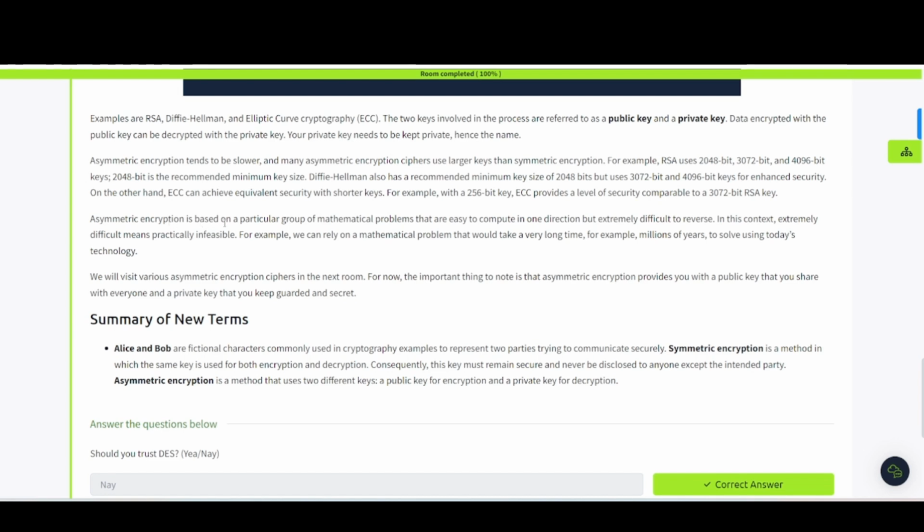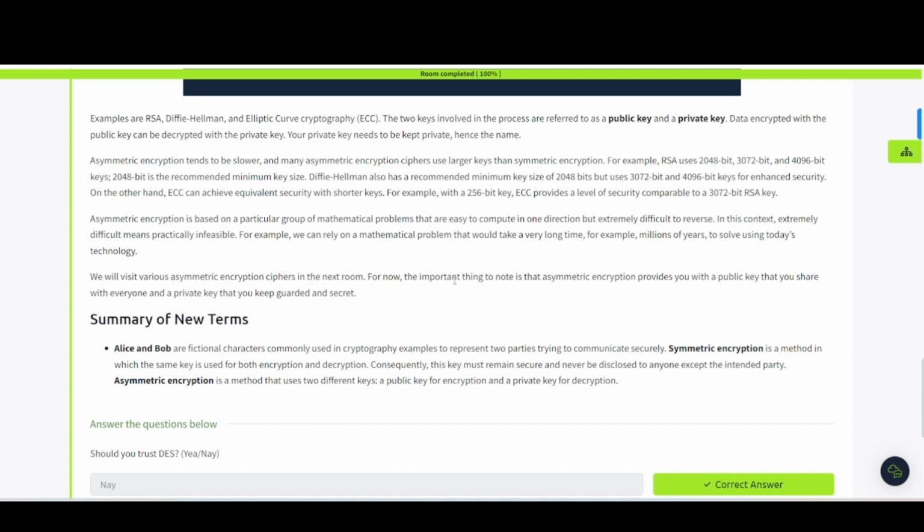Asymmetric encryption is based on a particular group of mathematical problems that are easy to compute in one direction, but extremely difficult to reverse. In this context, extremely difficult means practically infeasible. For example, we can rely on a mathematical problem that would take a very long time, for example, millions of years, to solve using today's technology. We will visit various asymmetric encryption ciphers in the next room.